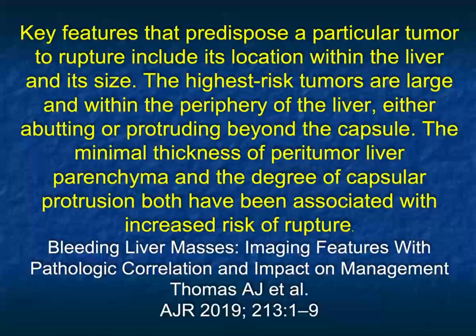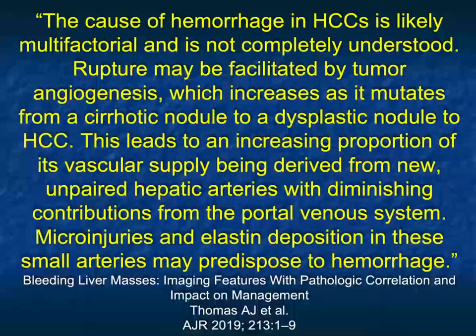Key features that predispose a particular tumor to rupture include its location within the liver and its size. The highest risk tumors are large and within the periphery, either abutting or protruding beyond the capsule. The minimal thickness of peritumoral liver parenchyma and the degree of capsular protrusion both have been associated with increased risk of rupture. And that makes some sense. I'm not saying it's due to mild trauma, but anything near the surface, if things go wrong, you're going to see a large bleed. If it's more central in the liver, it's less likely to bleed.